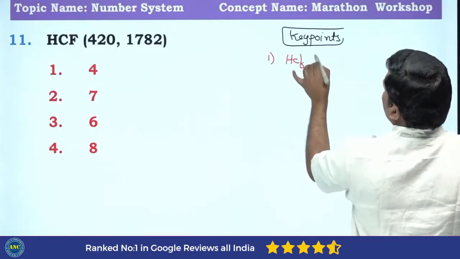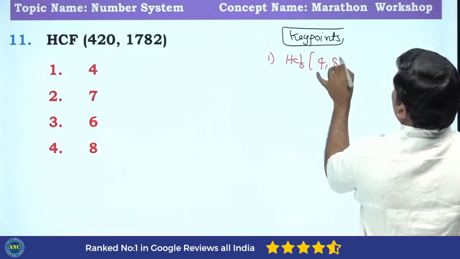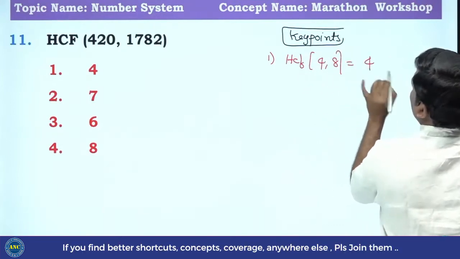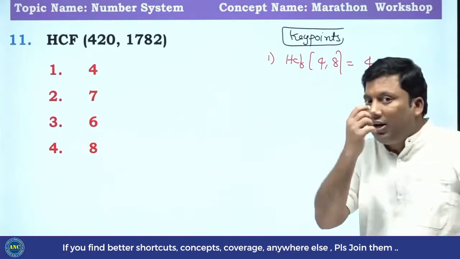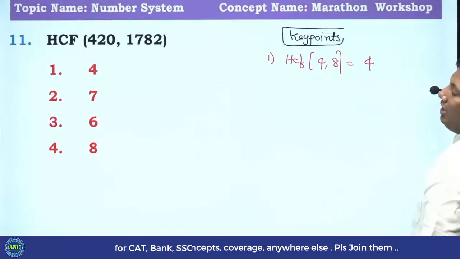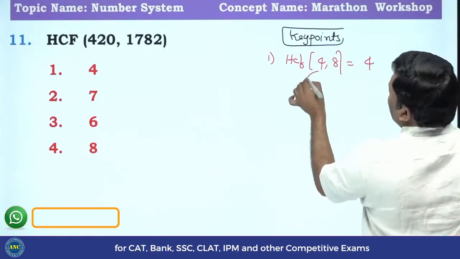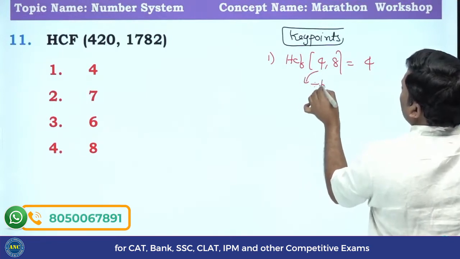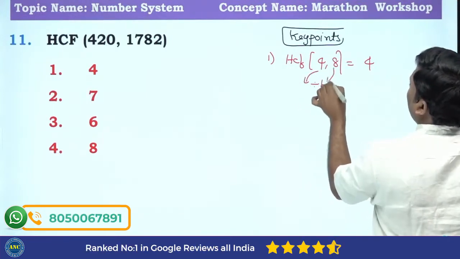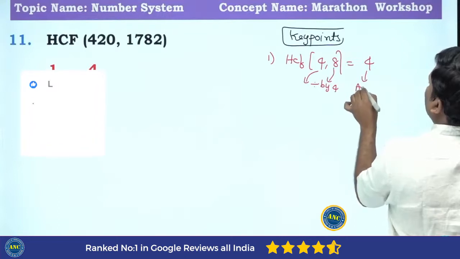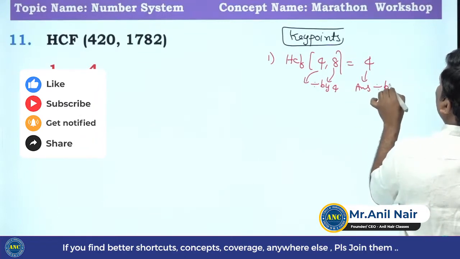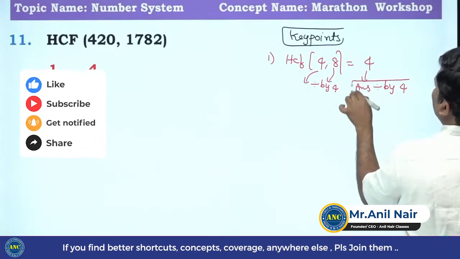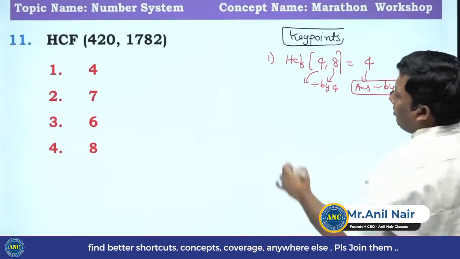HCF of 4, 8. It is 4. Listen carefully to this concept, sir. This is divisible by 4. Answer should be divisible by 4. If the given numbers both are divisible by k, the answer should be divisible by k.